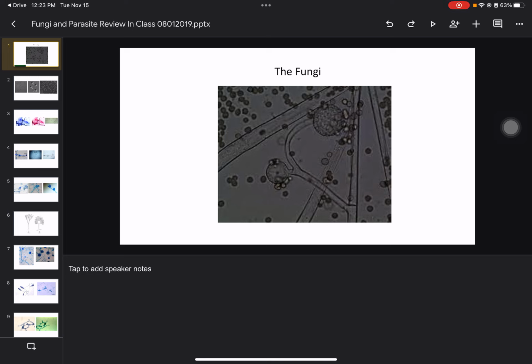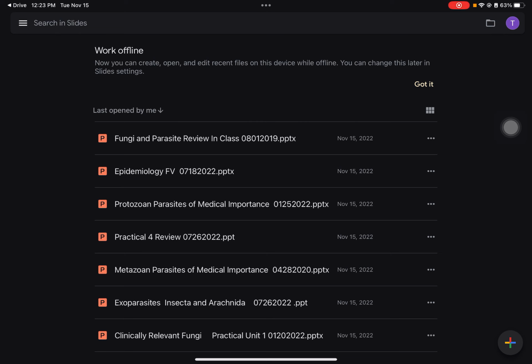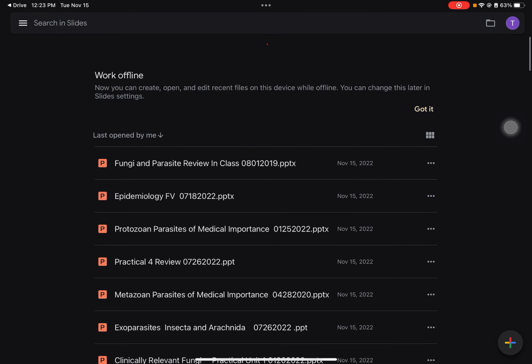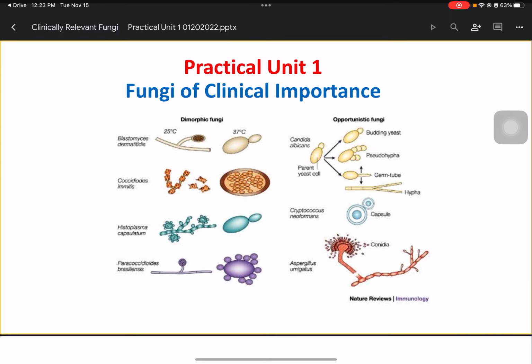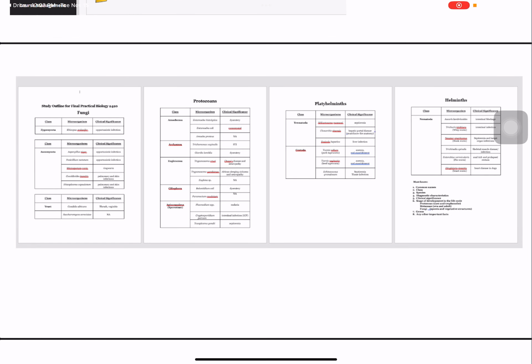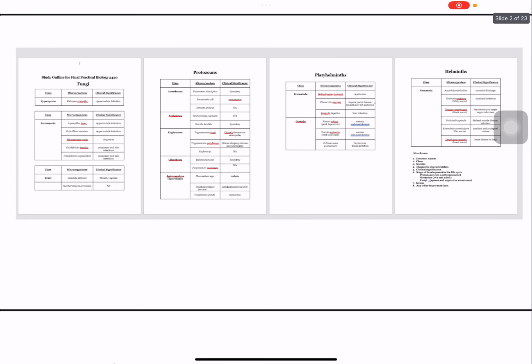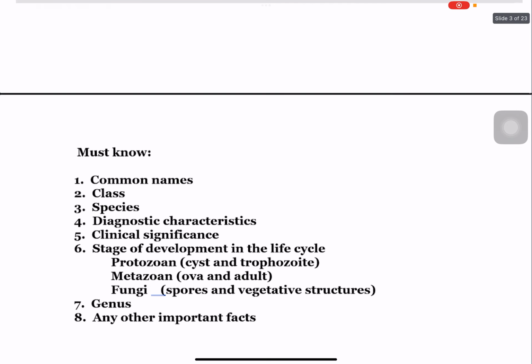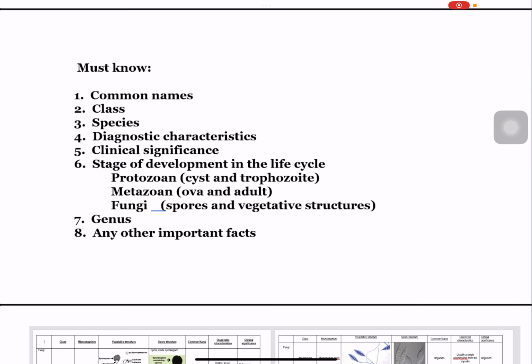It looks like this. Every organism is on there already. All you have to do is download that, study it, be ready, and then we'll take the practical in 2 weeks. Okay? Any questions? So everything's laid out for you already. Yes? That includes everything, metazoan and everything. So we need to memorize this.